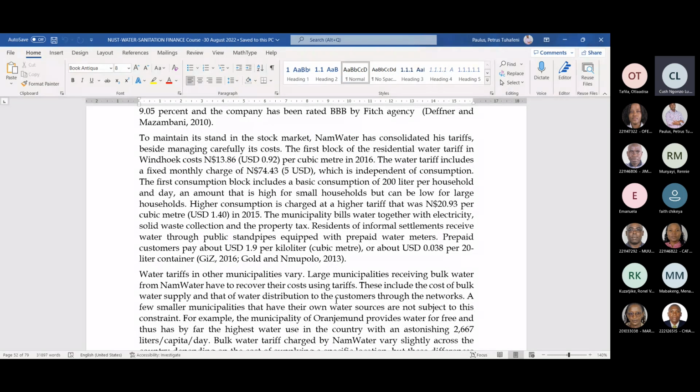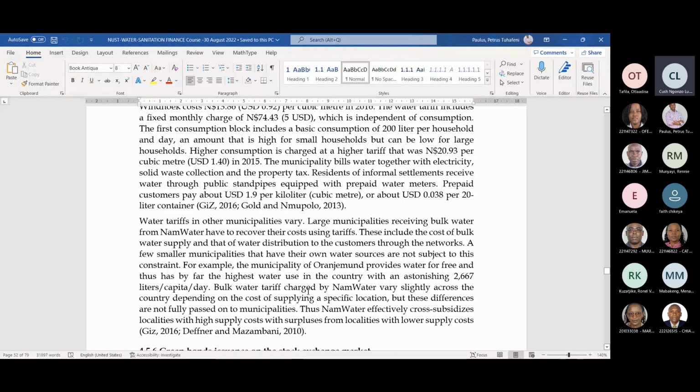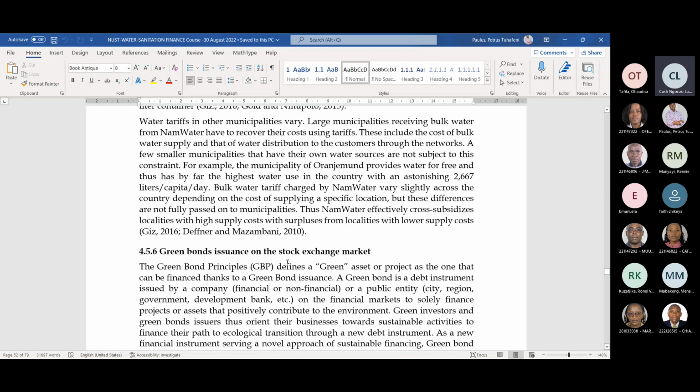for supplying water to them, that is bulk water. Then NamWater effectively subsidizes localities with high supply costs with supplies from localities with lower supply costs. So this is an example of one of the companies in the water sector that is being efficient, and at the same time effective in raising funds from the stock exchange market.